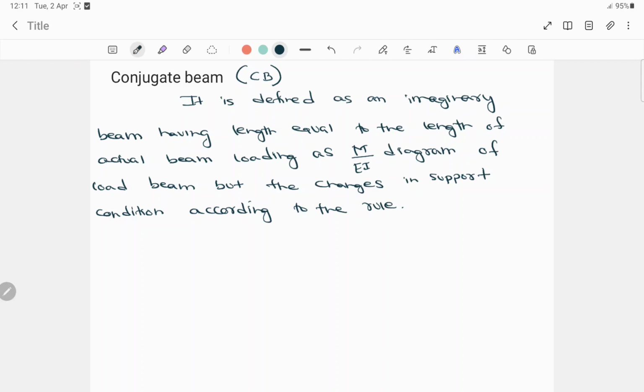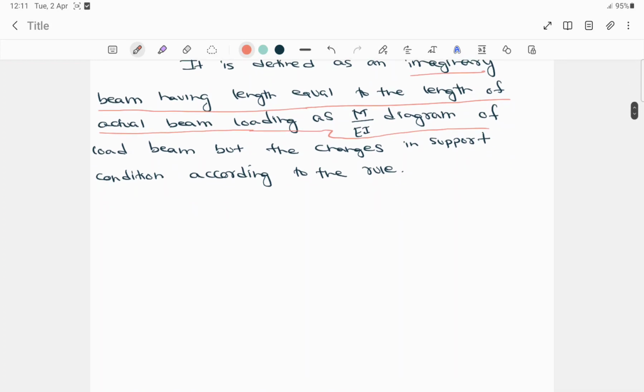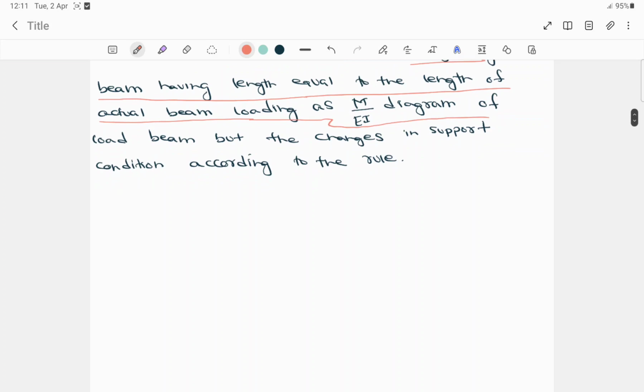Okay, so now here the conjugate beam is an imaginary beam having the length equal to the length of the actual beam, loading as M by EI diagram. So what is M by EI diagram? In my previous video also I have already mentioned about this. So in my previous video I took the moment area method, and in that method also we have used the M by EI diagram.